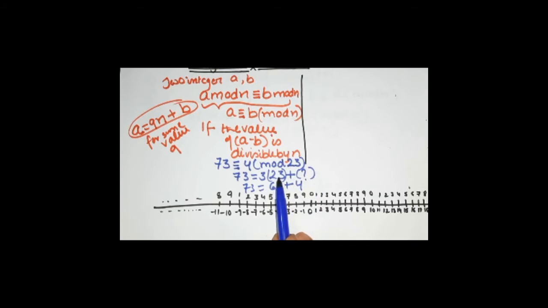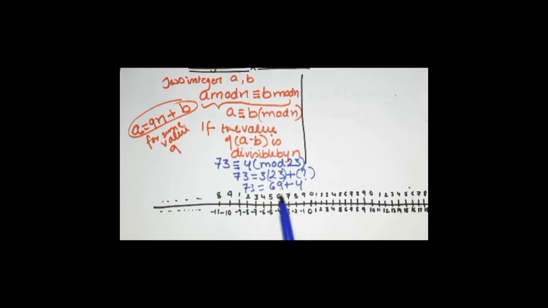So what did I do? I asked you what should be multiplied with 23 to get the nearest value to 73, nearest and just the smaller value, right? So when you multiply 3 with 23, you get 69. When you multiply 4 with 23, you get a higher number than 73, and I want a number which is lesser than 73. So I picked up 3 and multiplied it with 23. I got 69. To 69, when I add 4, I get 73.